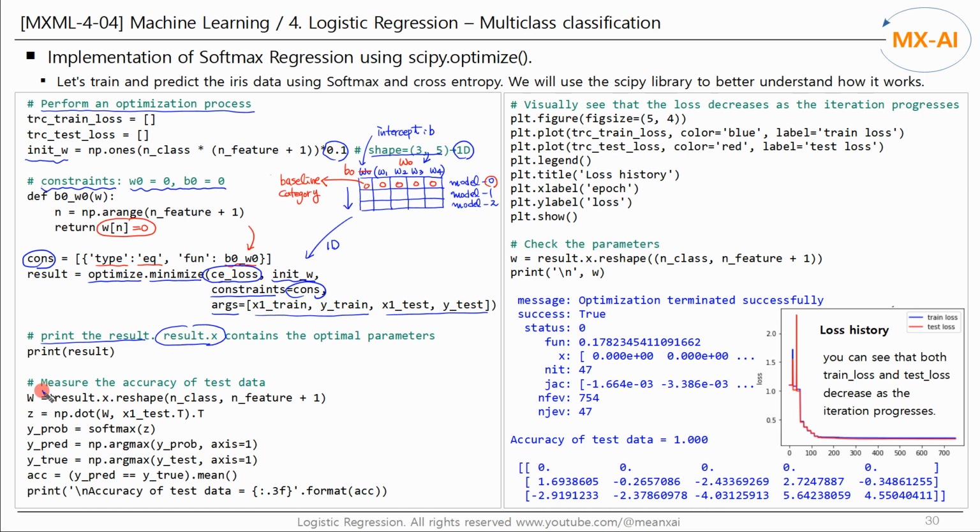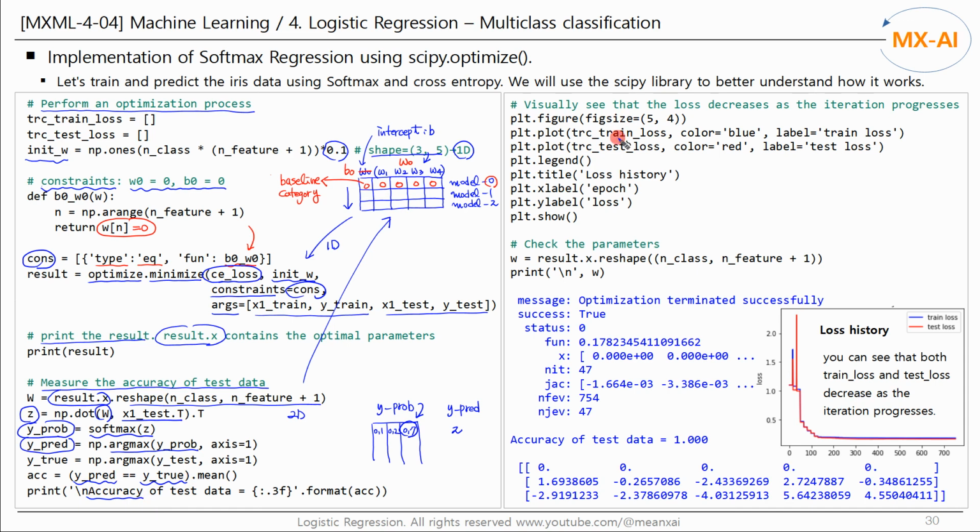Next, we measure the accuracy of the test data. Convert the estimated parameters into a two-dimensional structure. The structure is like this. Finding the dot product of the parameters and the test data points and taking the softmax gives the estimated probability. The structure of the y-prob is like this. The class with the highest probability value becomes the estimated class y-pred. The y-pred of the first test data point will be 2. This is because 0.7 is the highest. And we use the actual and estimated y values to measure the accuracy.